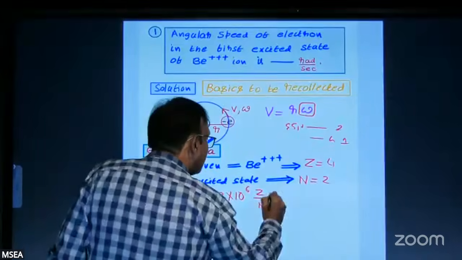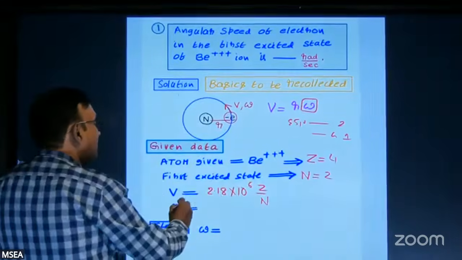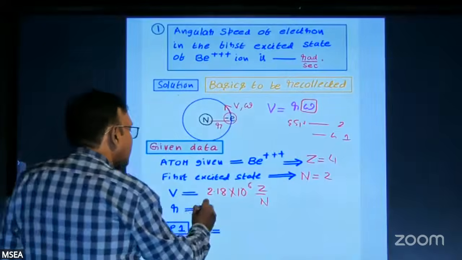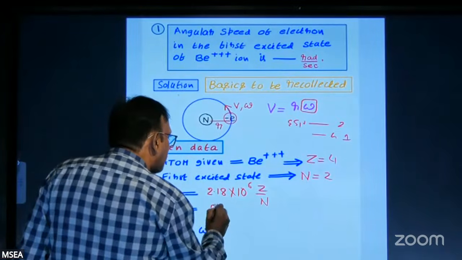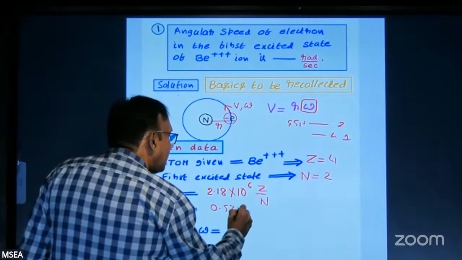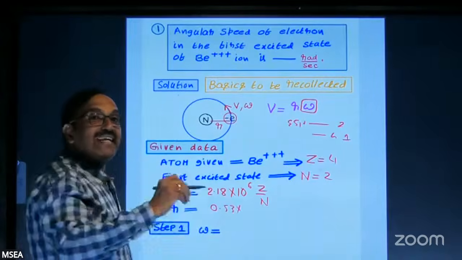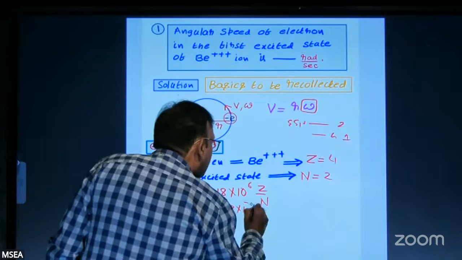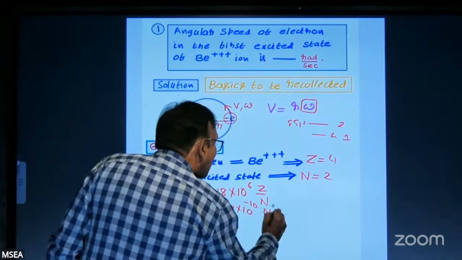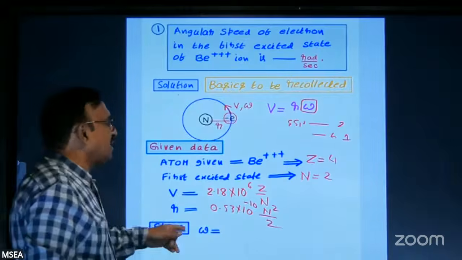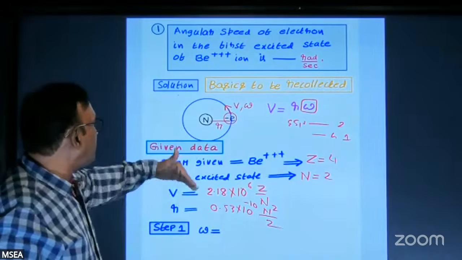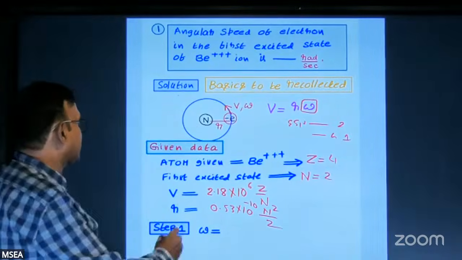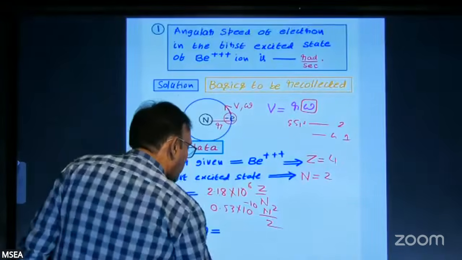So this is the velocity of the electron. Then the radius of the electron in the nth orbit comes out to be 0.53 angstroms, and converting angstroms into 10 to the power of minus 10, into n square by z. That is the radius of the electron. Now you want to find the ratio between these two.